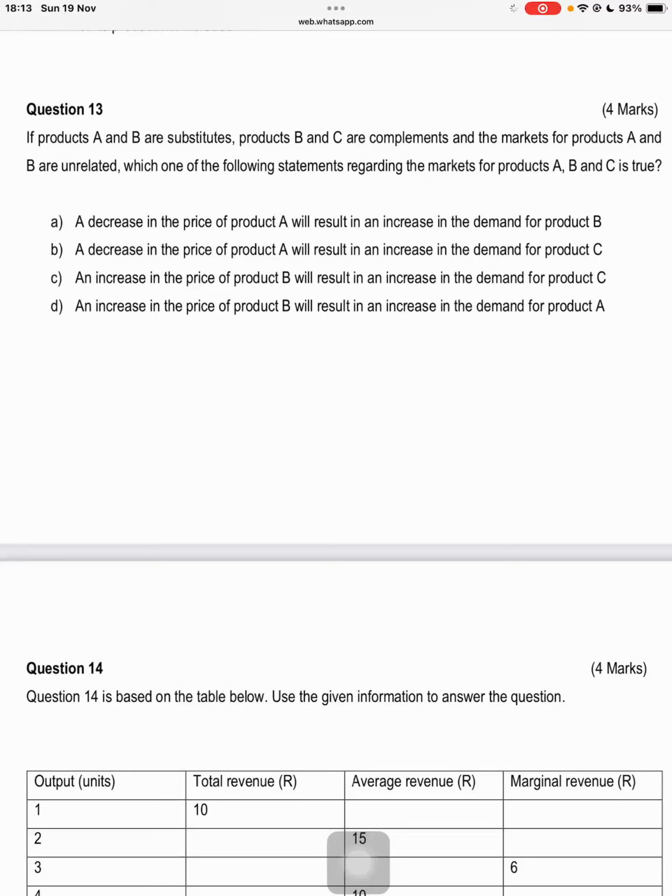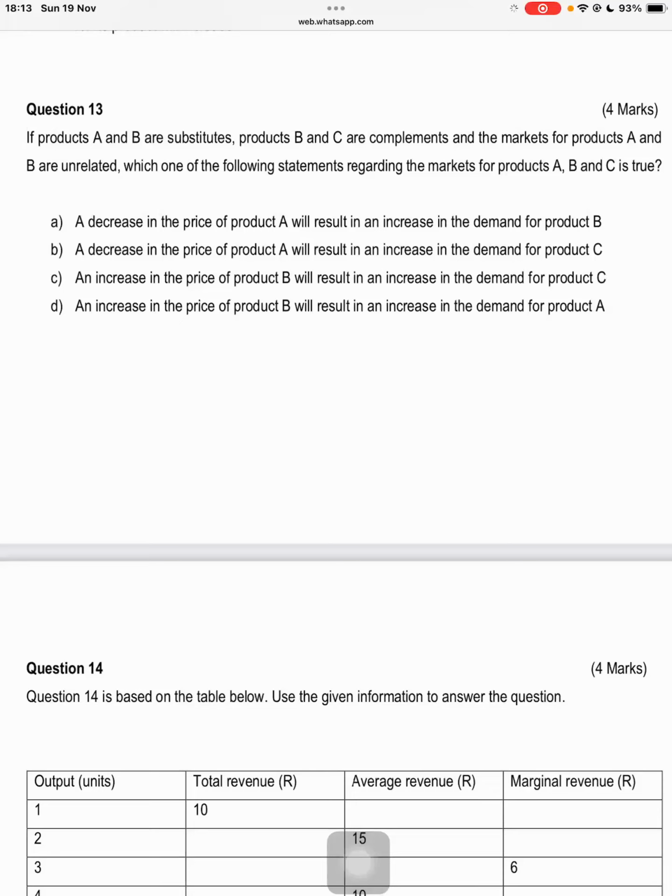So therefore, there is a negative relationship when they are complements, and there is a positive relationship when they are substitutes, because the increase in the price of a certain product results in the increase in the quantity demanded of another product. So pardon me for that. So with substitutes, there's a positive relationship. With complements, there's a negative relationship.